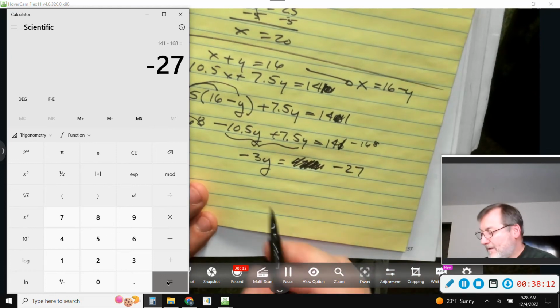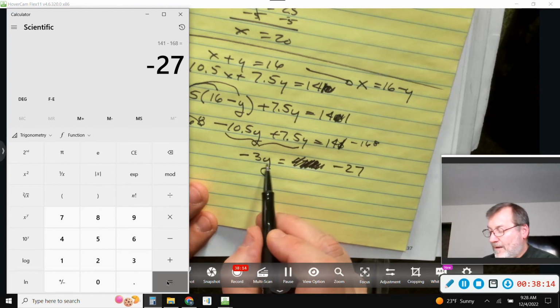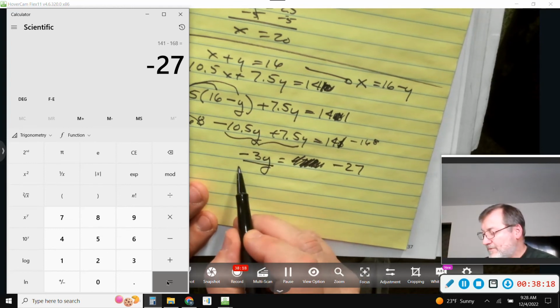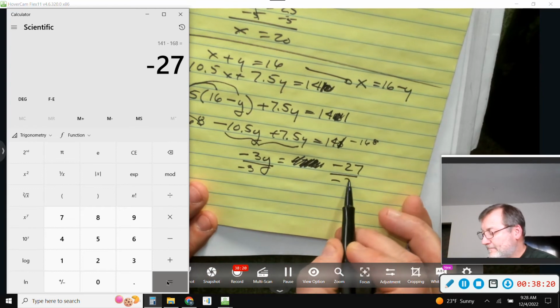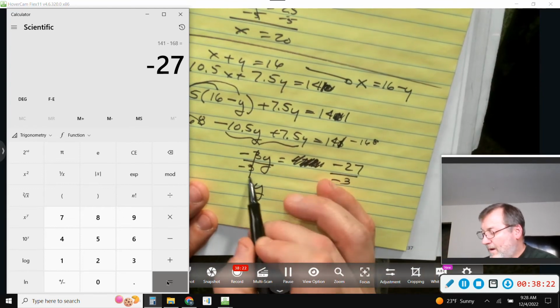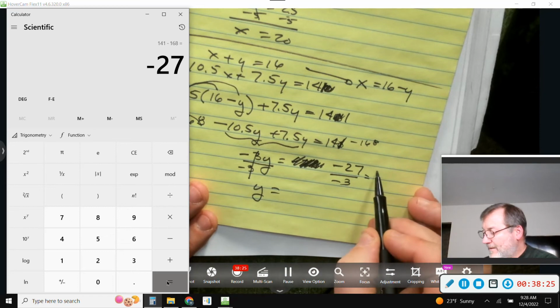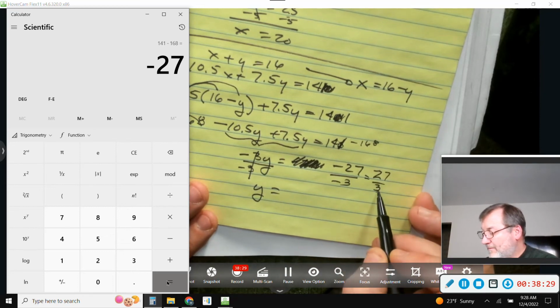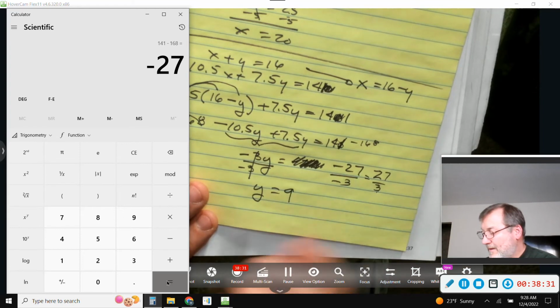All right. Now what do we do? I have to solve for y, so I divide by the coefficient of the unknown. The coefficient is negative 3, and I just have a y on this side. Well, the negatives cancel, and 27 divided by 3 is 9.